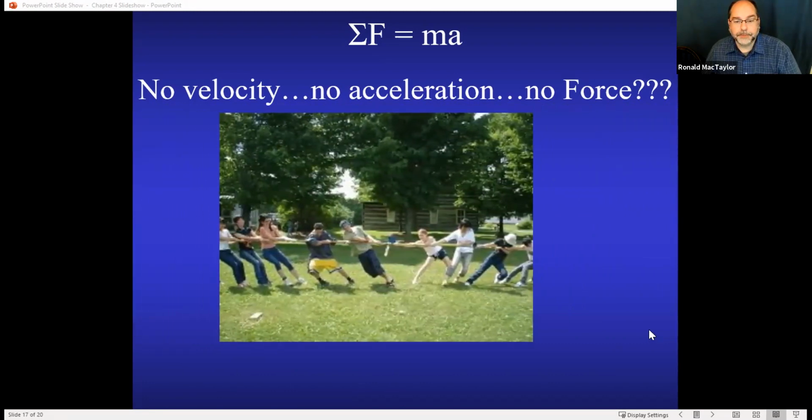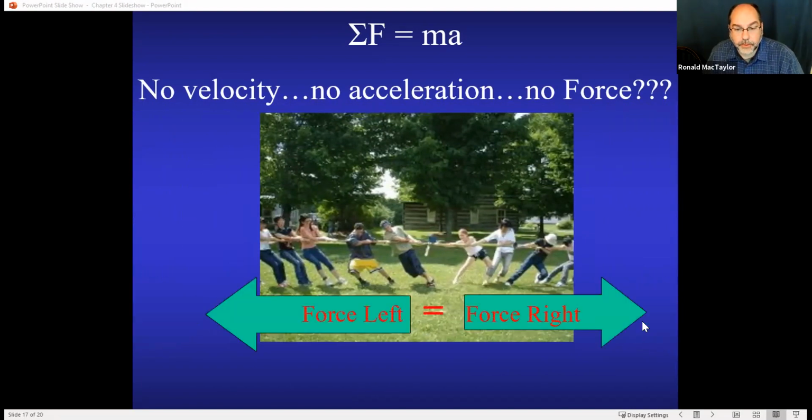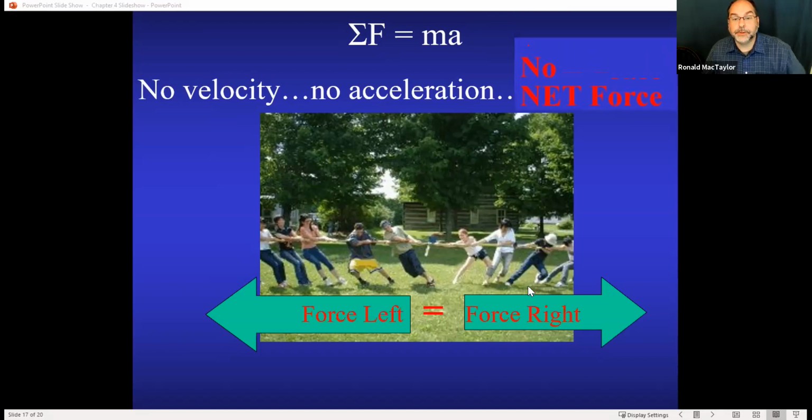Whoa. So here in this tug of war, if both sides are pulling with an equal amount of force, there's no velocity, there's no acceleration, but there are two significant forces. There's a force to the left and a force to the right. They happen to be equal and opposite. So there's no net force. You can add up all the forces, and if it comes to be zero, then there's no net force.